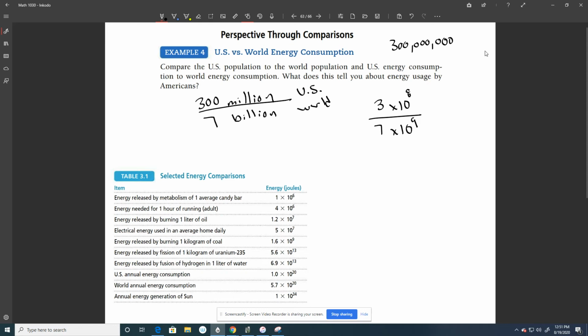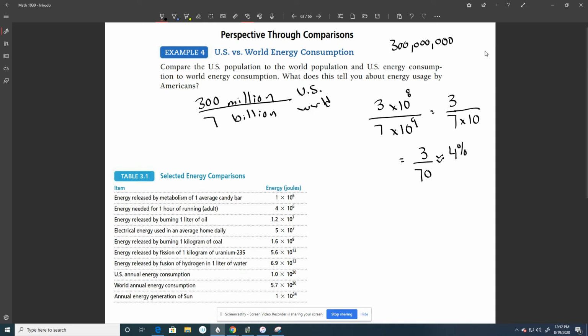So a little bit of division, 3 over 7, that doesn't simplify. That's still just 3 over 7. But 10 to the 8th divided by 10 to the 9th leaves me with 10 on the bottom. So this becomes 3 over 70. And if I divide that, 3 divided by 70, to kind of get a percent here, we end up with about 4%. Not exactly, we're just rounding a little bit. That ends up being about 4%. So compared to the whole world, the US has 4% of the population. So that 300 million that sounds so big is only 4% of everyone in the world.